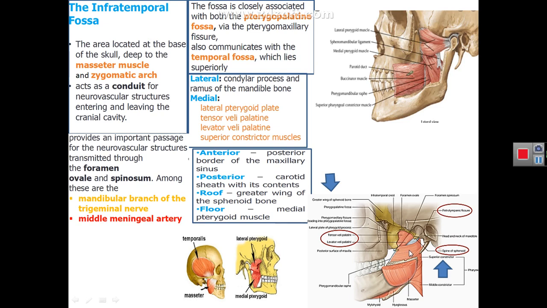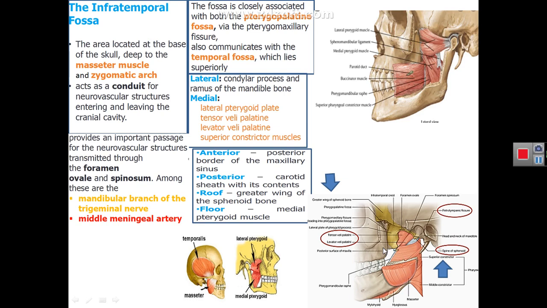The pharynx is surrounded by three constrictor muscles: superior constrictor, middle constrictor, and inferior constrictor. These constrictors squeeze the food to push it down from the pharynx into the esophagus. The superior constrictor muscle also shares in forming the medial boundary of the infratemporal fossa. Therefore, the medial boundary includes the lateral pterygoid plate, tensor veli palatini, levator veli palatini, and superior constrictor muscle.